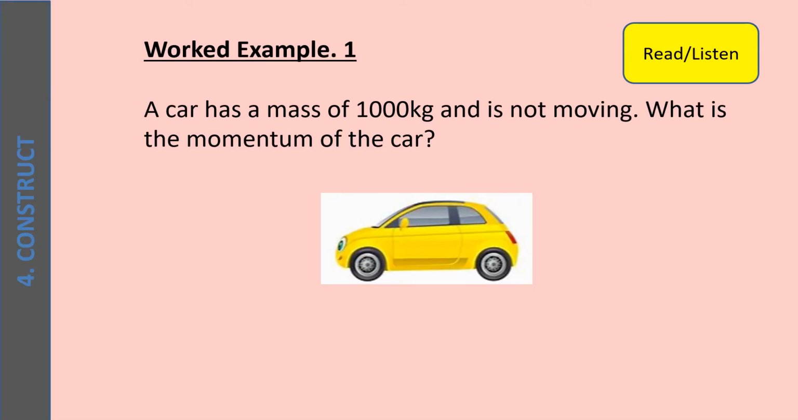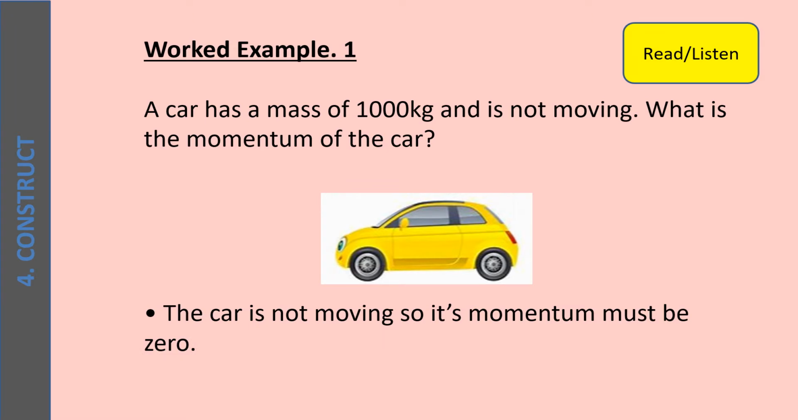So let's have a look at a quick worked example. A car has a mass of 1,000 kilograms and is not moving. What is the momentum of the car? I hope you remembered that any object which is not moving has zero momentum. So in this case, the car is not moving, its momentum must be zero.